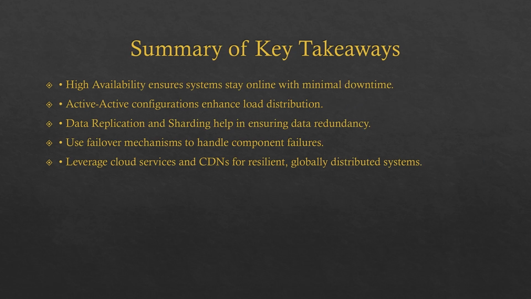In summary, designing for high availability is about ensuring that our system remains online with minimal downtime. Key strategies include active-active configurations for better load distribution, data replication and sharding for redundancy and scalability, failover mechanisms and health monitoring to handle system failures, and leveraging cloud services and CDNs for global availability and resilience.